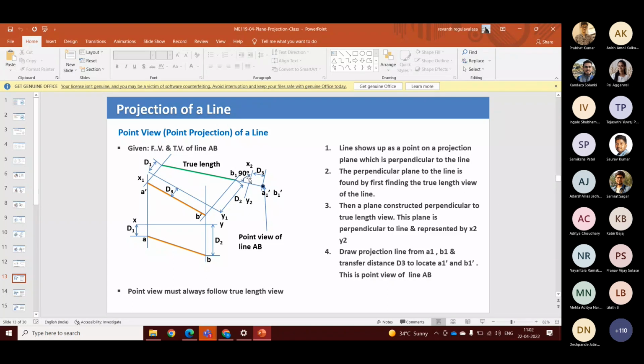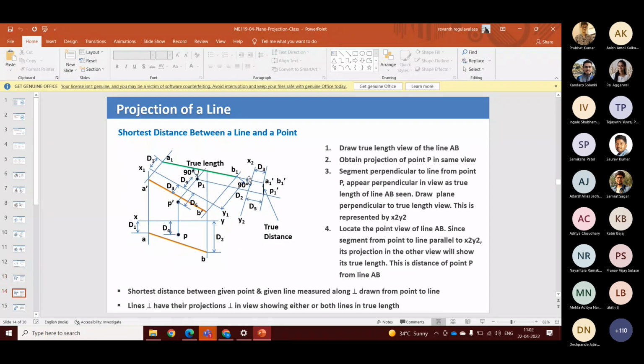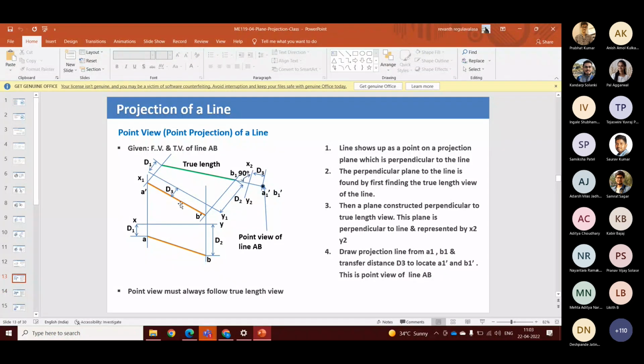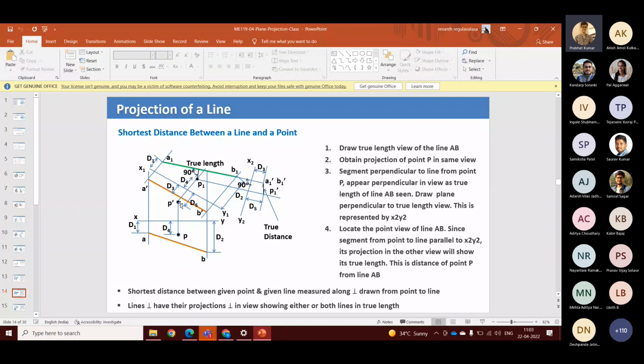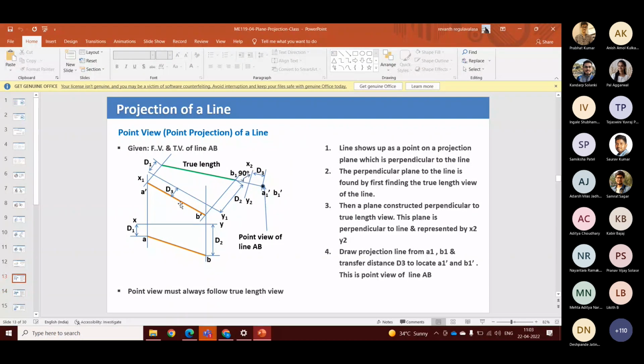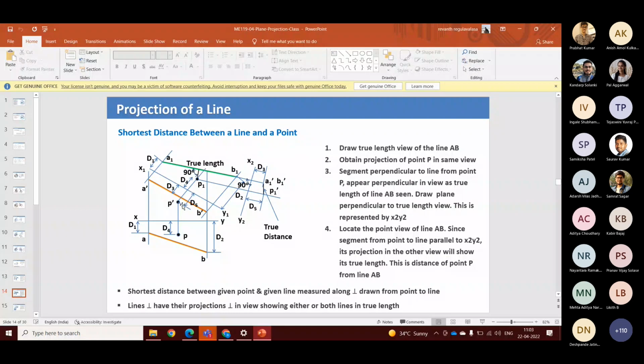So right now I've told you how we get the shortest distance between the XY line and any other line. So how do you get the shortest distance between a point and any other line? It is nothing but the perpendicular distance from that point to the line AB, right? So that is our next concept. That is how we get the shortest distance between the point and the line.